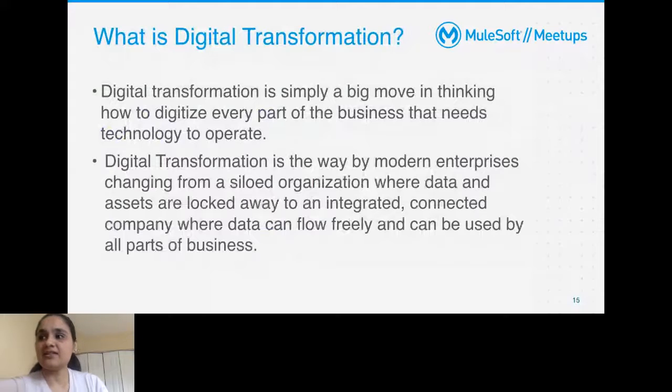So what exactly is digital transformation? Digital transformation is a big move in thinking about how to digitize every part of the business that needs technology to operate. What has happened is that businesses nowadays also require IT to work with them and meet their consumer demands, to fill the consumer needs, to give consumers exactly what they want.